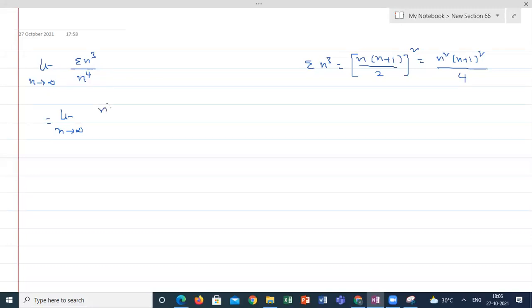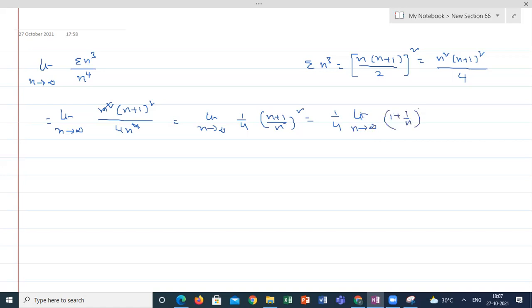Limit n tends to infinity, n square into n plus 1 whole square by 4 n power 4. So what things can cancel here? n square cancels. Limit n tends to infinity 1 by 4 into n plus 1 by n whole square. This will be 1 by 4 into limit n tends to infinity 1 plus 1 by n whole square. So 1 by 4 into 1 plus 0. The answer is 1 by 4. Simple question. Is it clear, students?